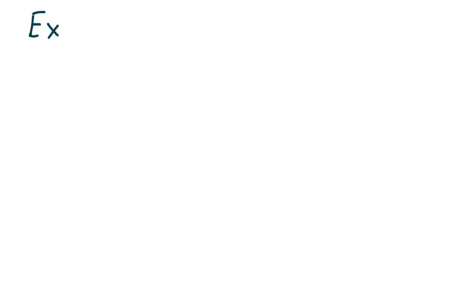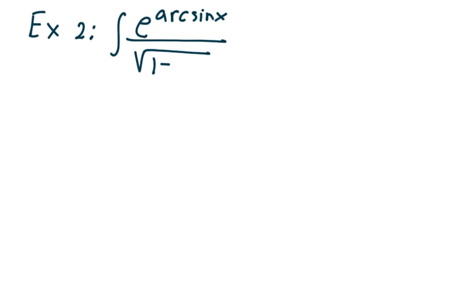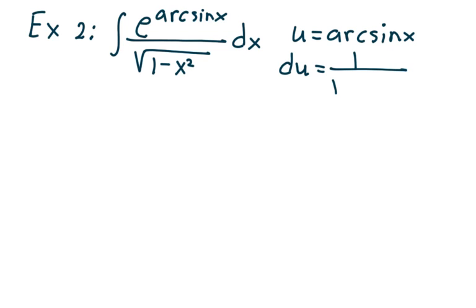Example 2. Suppose I had the integral of e to the arc sine x divided by square root of 1 minus x squared dx. So again, this is another u substitution. I'm going to let u be arc sine x. I just happen to know that the derivative of arc sine x is 1 divided by square root of 1 minus x squared, and then I just attach a dx there.